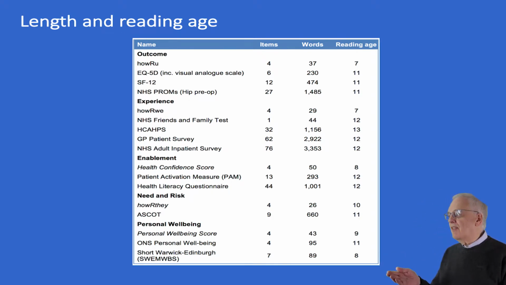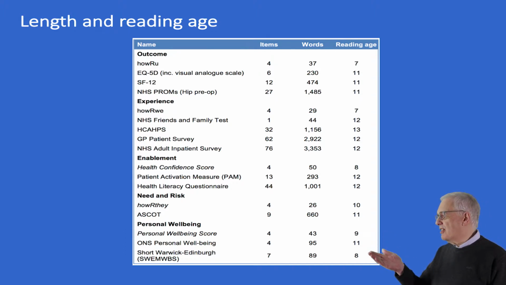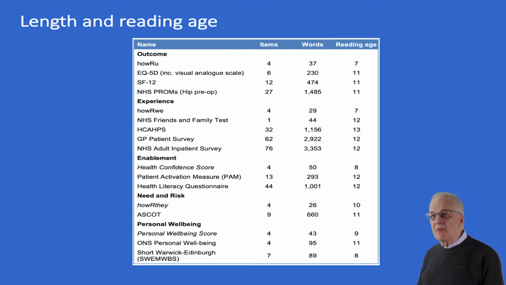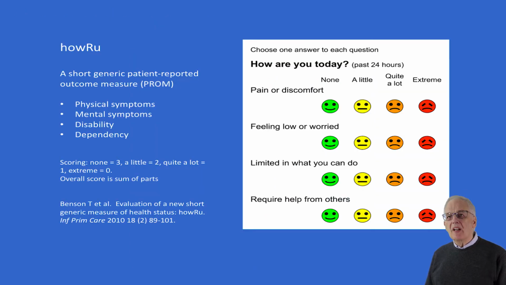So here we have the name of each measure, the number of words and the reading age for each. And you can see that our outcomes measures are very short in terms of length and easy and have a low reading age requirement. We'll go through each of the measures in turn.